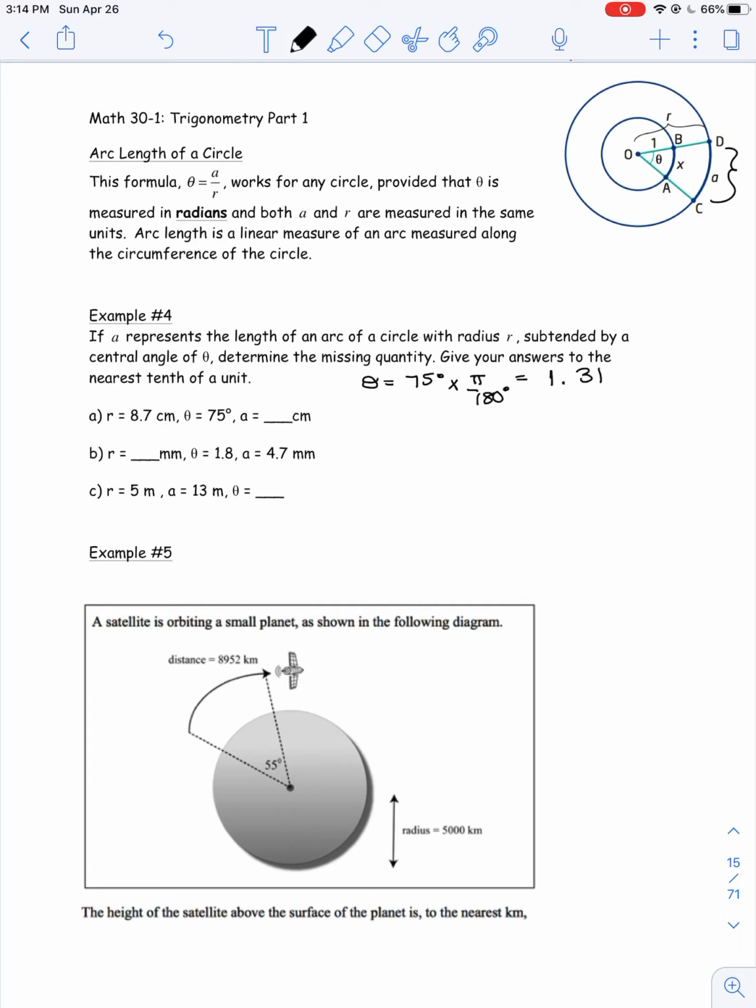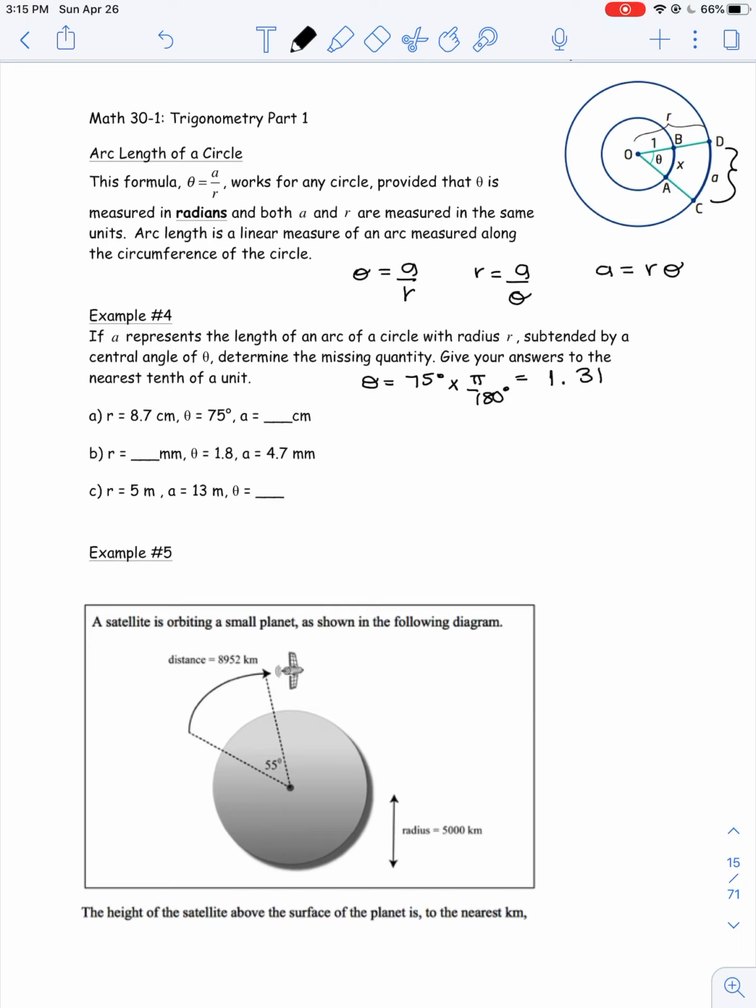Okay, so once we have that, we're going to use the formula. Remember, the formula is just about rearranging. If I have theta is equal to A over R, R is equal to A over theta, and then A is actually equal to R times theta. So that's how we rearrange the equation.